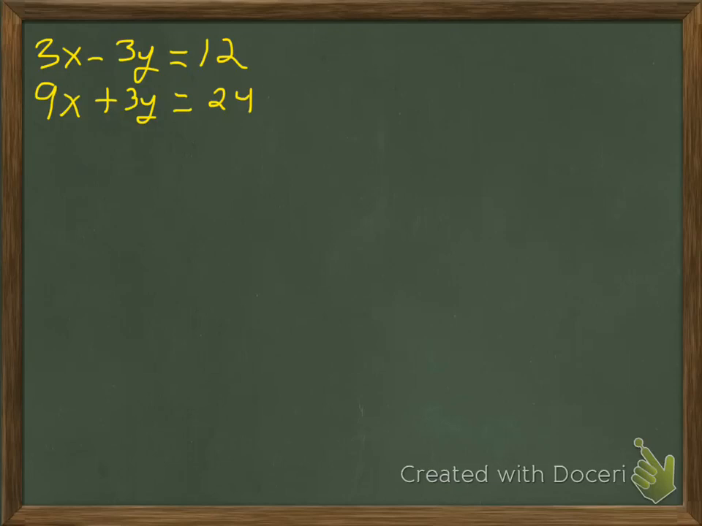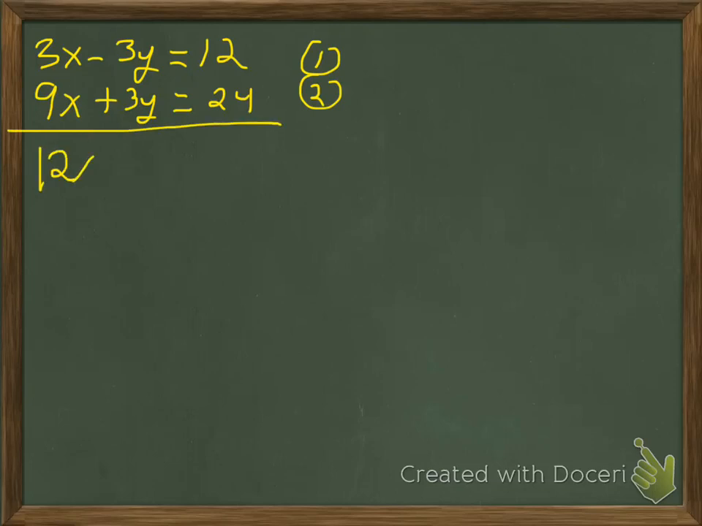So for instance, in this particular system of equations, you have a negative 3y in the first equation and a positive 3y in the second equation. So that's ready to go. If I add negative 3 and 3, those are going to cancel each other out. So that's exactly what I'm going to do. I don't have to do anything else with that. I just label them equation 1 and 2, and I add straight down.